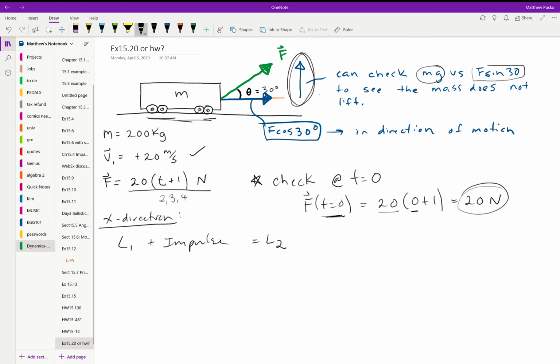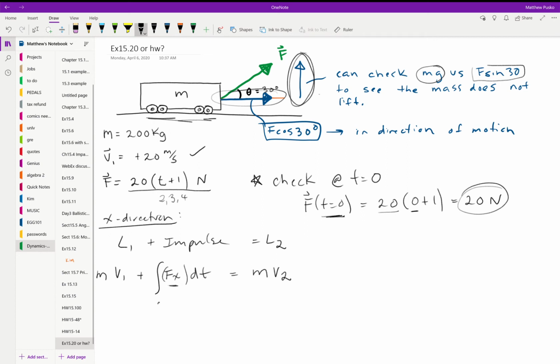And we can get this impulse as the integral of F in the x direction. We use the x direction because that is where the motion is occurring and it's not moving up or down. So use the component of the force in the x direction, in this case F cosine 30. And we do have some initial momentum, mass times v1, and that's going to give us some new momentum, mass times v2.